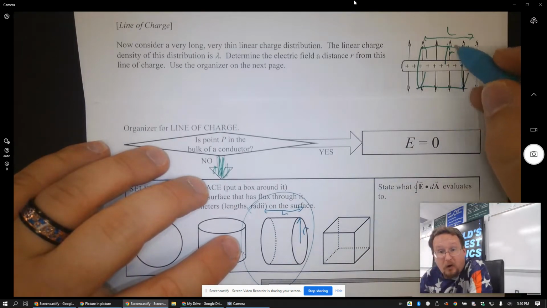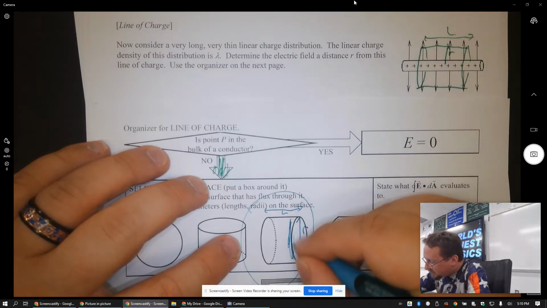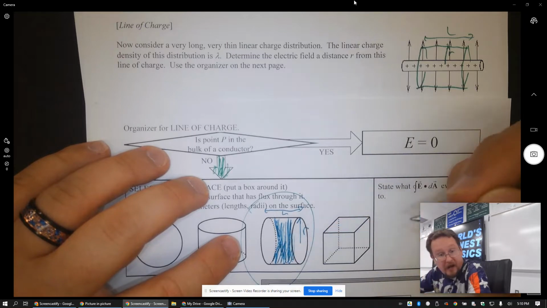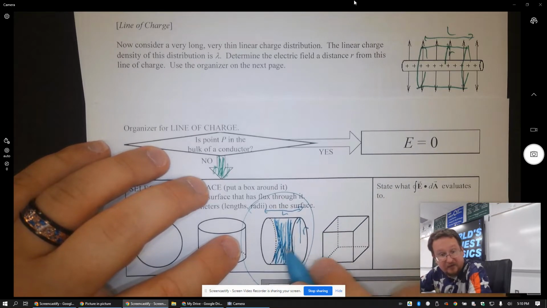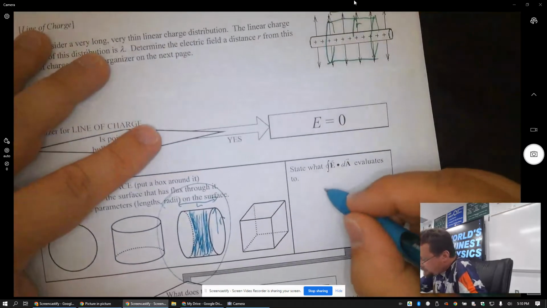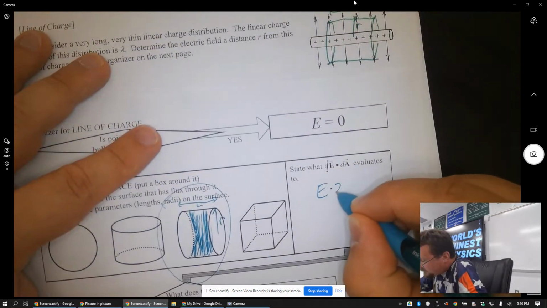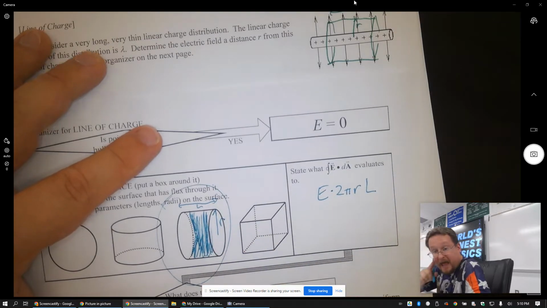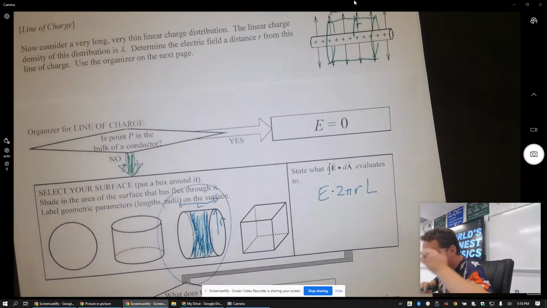The only part where electric field flows out, punches out of the surface, is this part of the cylinder, which is called the lateral, not the end caps. That's two circles. The lateral is like a curvy rectangle that got wrapped around. So, integral E dot dA, E times 2 pi little r times L. That's the area of the lateral. That's the only part that electric field is punching through.